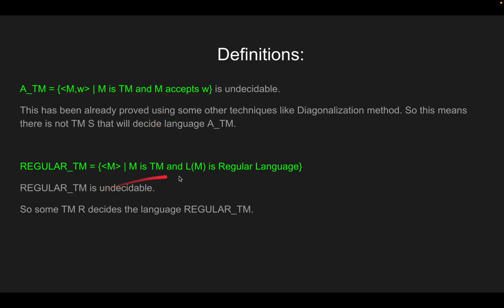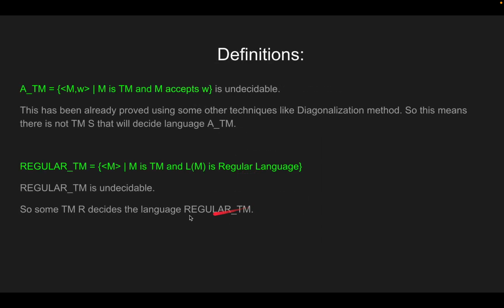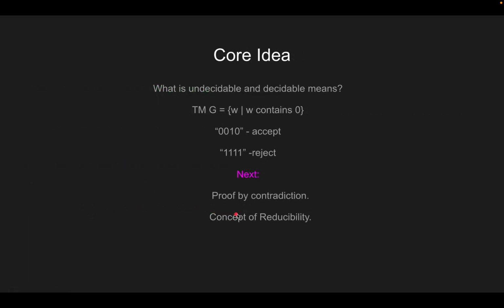One is already proven, and one we are going to prove. We are going to use proof by contradiction. What this means is, we will assume something and come to a contradiction. For example, we assume that some Turing machine R exists which can decide the language regular TM, and we will come to the conclusion that there can't be such a Turing machine R. For that we are going to use the concept of reducibility.